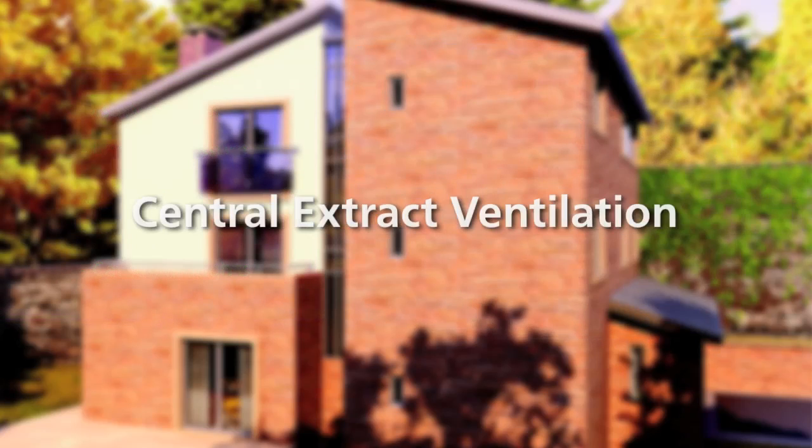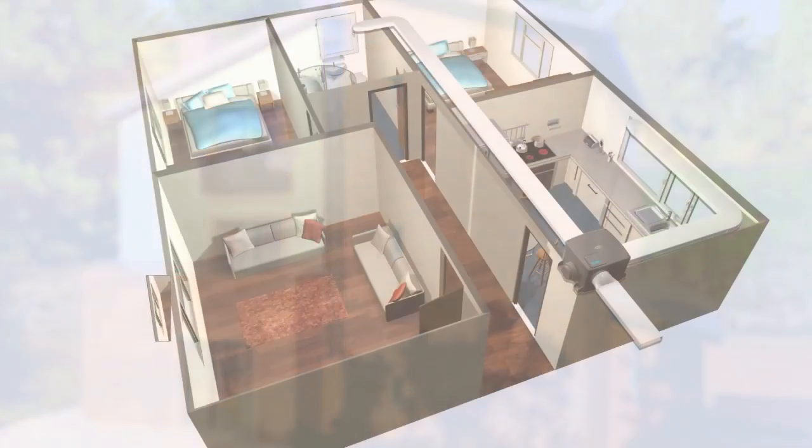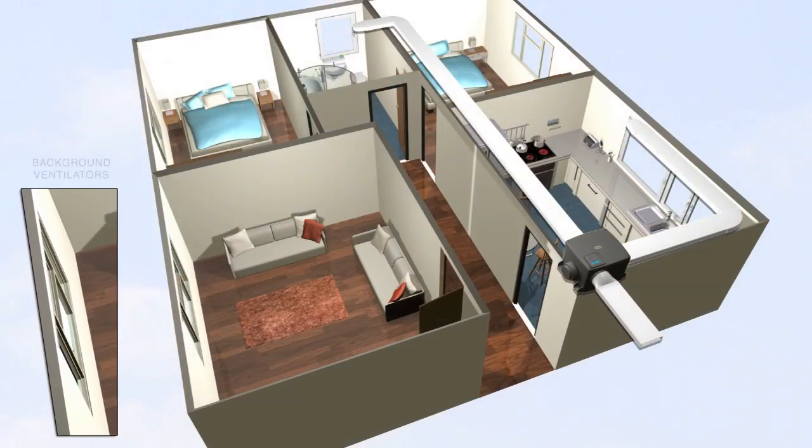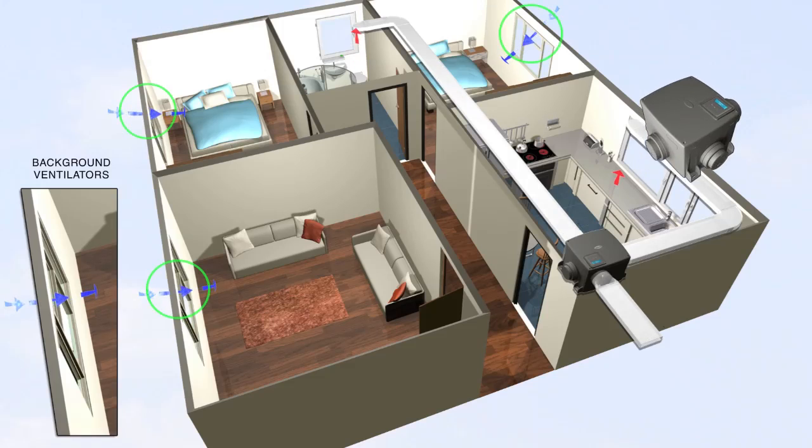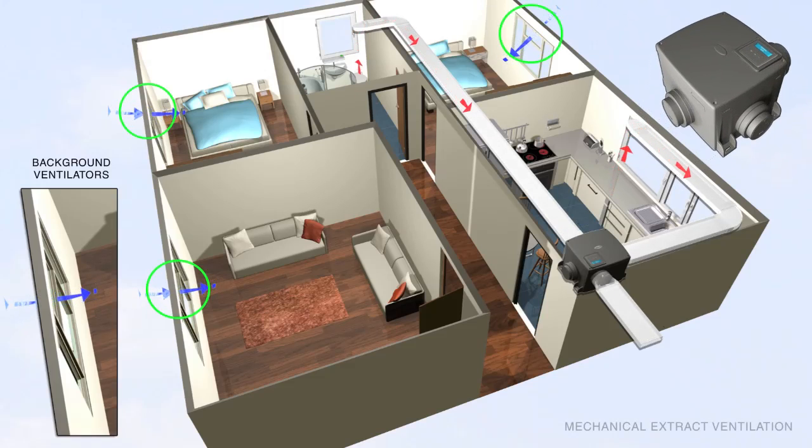Central extract ventilation, or MEV, where contaminated air is removed from the wet rooms and replaced with fresh air from trickle vents, together with air leakage in the habitable rooms. The main disadvantages are that the system wastes heat as well as creating drafts and requires trickle vents.